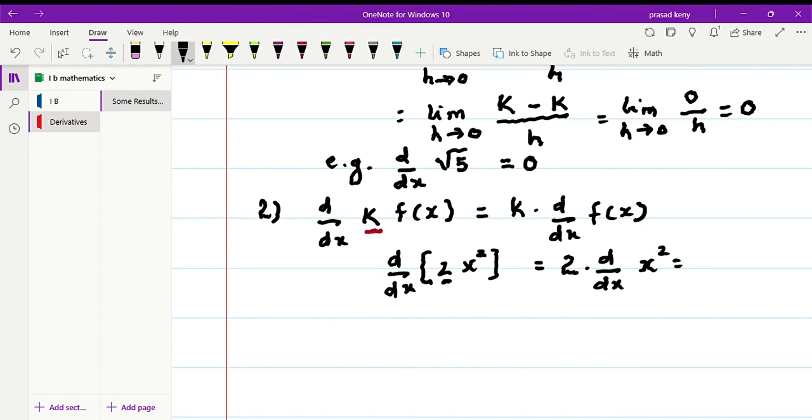which is by the formula. What is the formula for derivative? d by dx of x to power n is n times x raised to n minus 1. So using this, I will get 2 into derivative of x square will be 2 times x to power 2 minus 1, that is 2 times x, and that is equal to 4x.